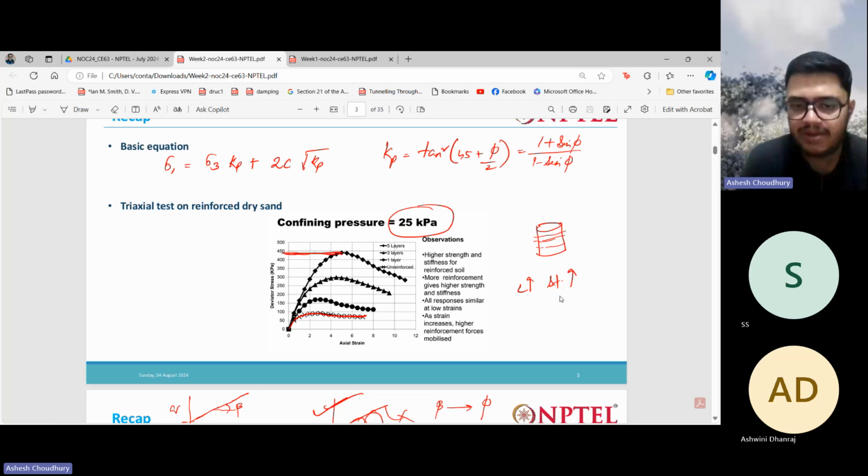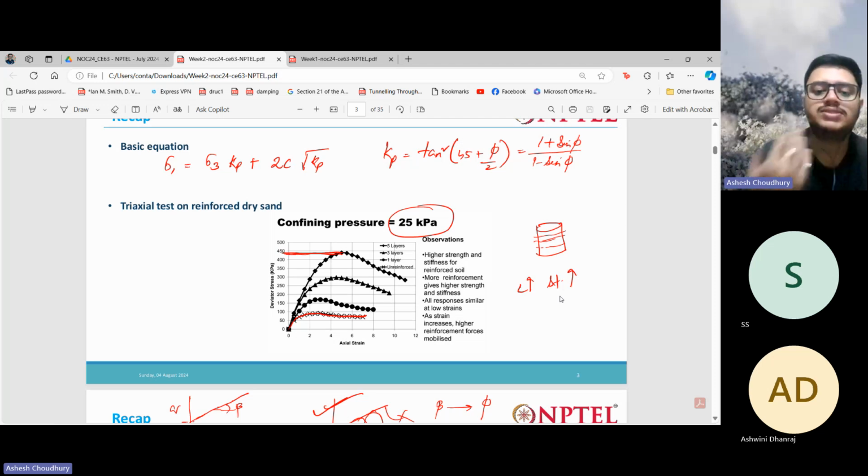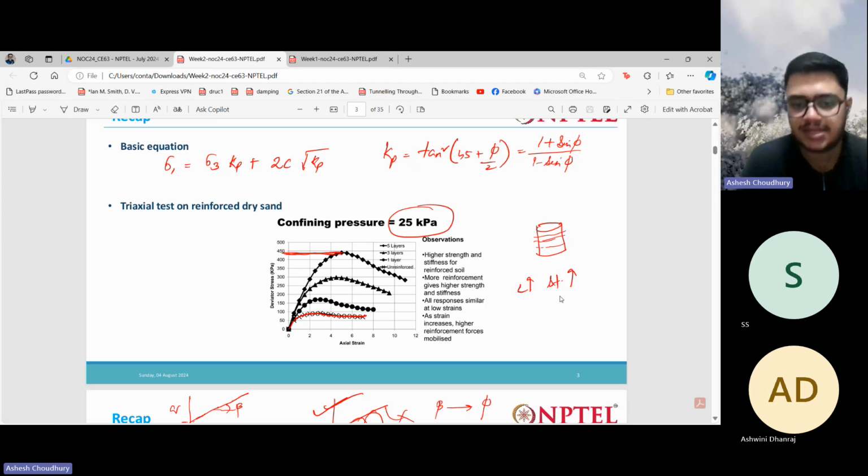So it is very easy to visualize. Obviously, with the increasing number of layers, the strength of the soil, or the capacity of the soil to take loads, is increasing, right? At a confining pressure of 25 kPa, you can see that as you increase the number of layers, a higher deviatoric stress is reached. The reinforced soil is obviously able to take more load than the unreinforced soil. So this is the unreinforced soil, and these are the reinforced soils, right?